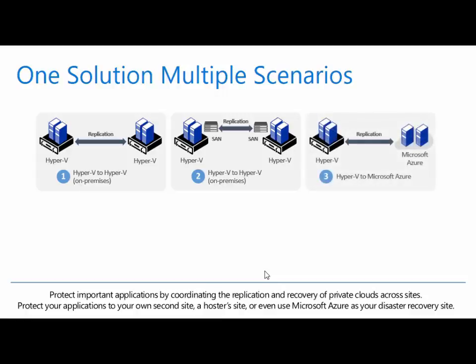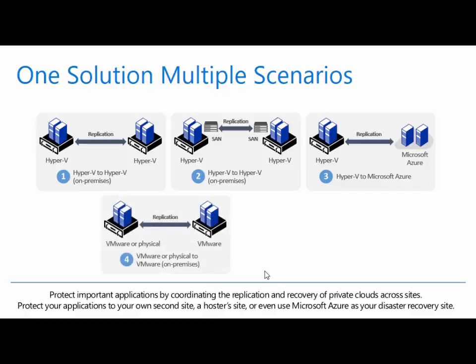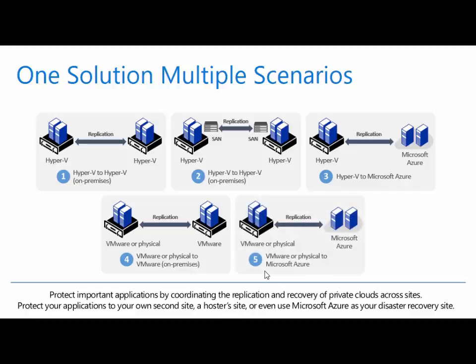Or we can now replicate to Azure via Azure Site Recovery and replicate those VMs to our secondary site up inside of Azure. But here's where it gets really fun with our solution, folks. We can do this for VMware as well, or even physical machines. So if we have a VMware host, we can replicate with VMware. We can do all that on-prem. And you know what? We can take that to Azure as well.